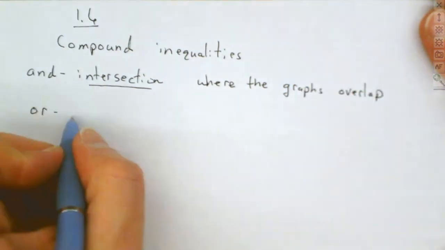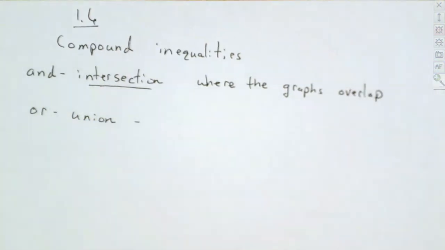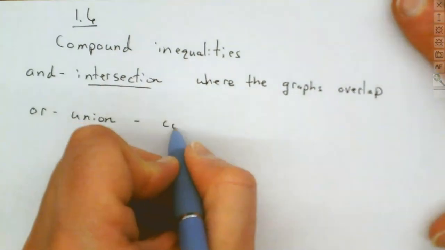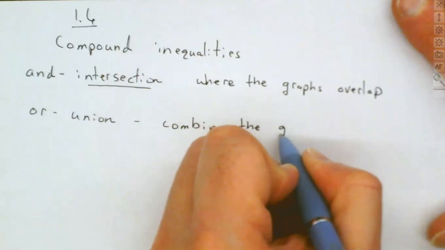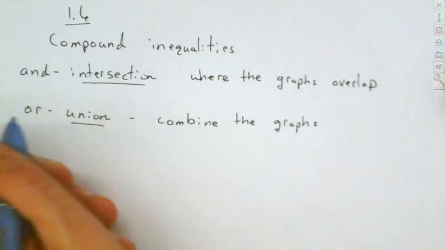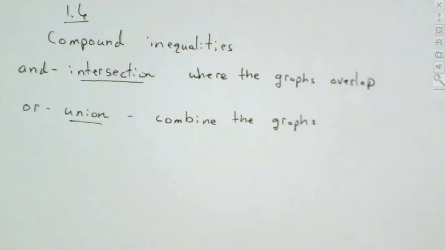Or is called a union. And a union is, remember, like a marriage where everything gets united together. So when we talk about an or, that's a union. And that means we're going to combine the graphs. So an and is an intersection, and an or is a union. And we're going to be looking at where they overlap, what they have in common. Or is a union, so we're going to be combining them together.